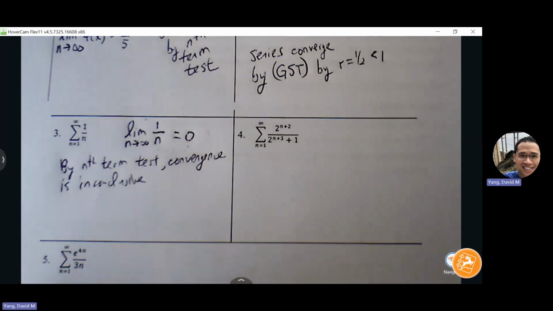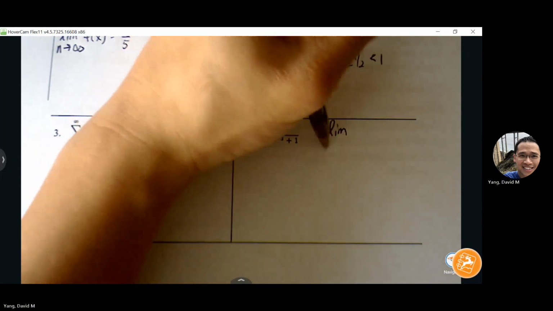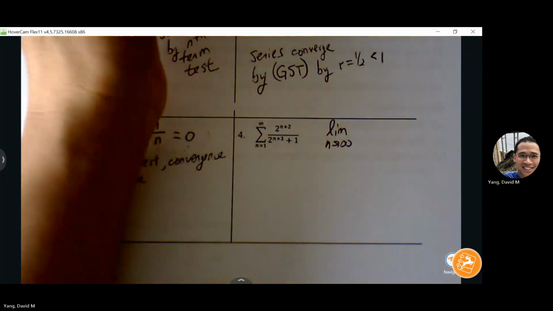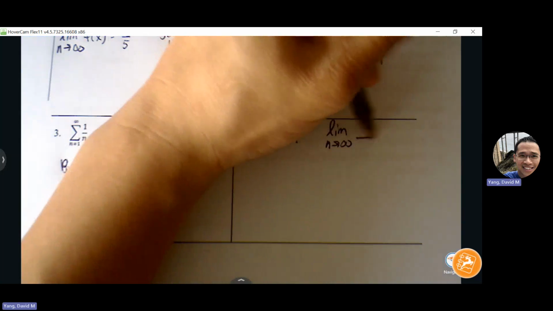Okay, number 4. We want to find the limit as n approaches infinity, but maybe it's best if we can kind of split things up and that helps us see things a little bit more clearly. I'm going to separate the numerator and denominator just so I can have an easier time picking apart what's really happening.